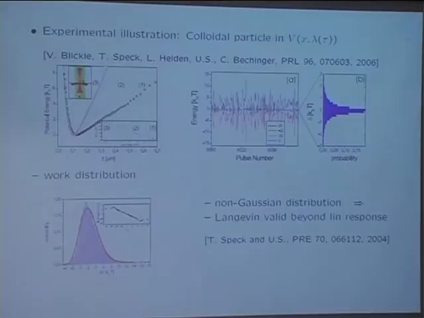The gray curve is the experimental data. The red curve is theory, no fitting parameter. And, you know, this is the reasonable 5% agreement, 5% precision, which you typically have with these colloidal particles.